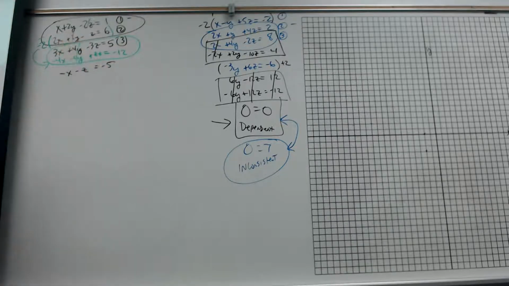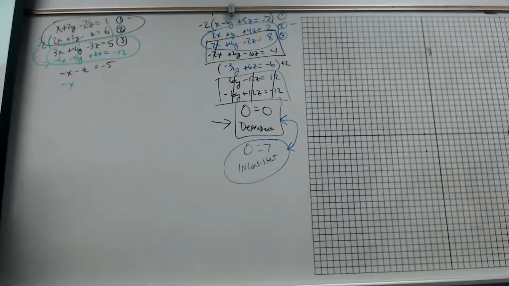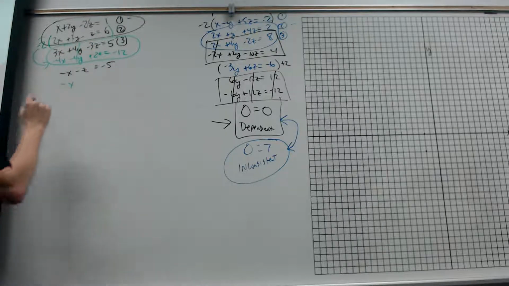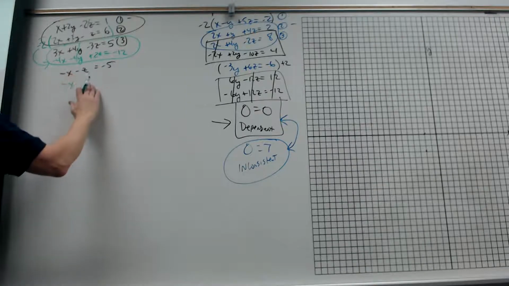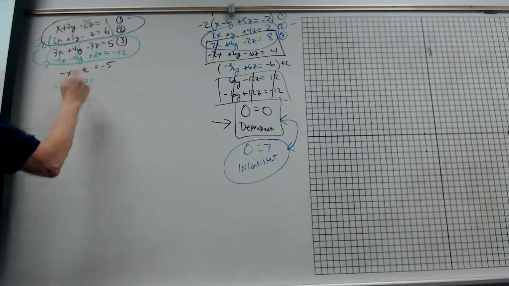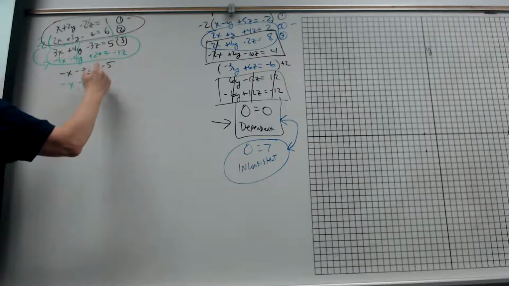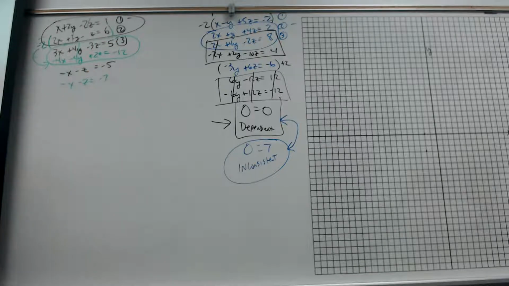The y's are going to go away. I'm going to be left with negative x. Is that a 2? That's supposed to be a 2. Okay, sorry. Minus 2z. Yeah, it is minus z, that's correct. Equals negative 7. 5 minus 12 is negative 7. No, we're adding them. 5 minus 12 and negative 7, right.